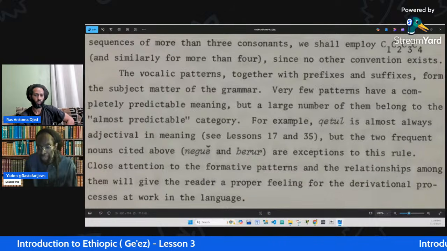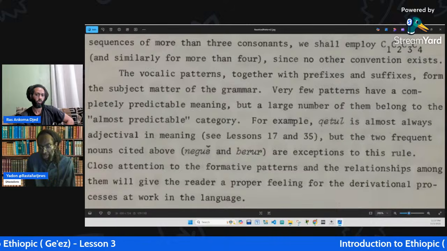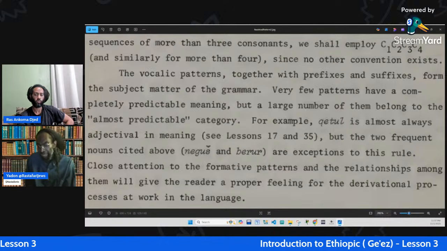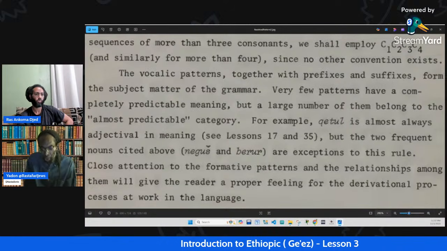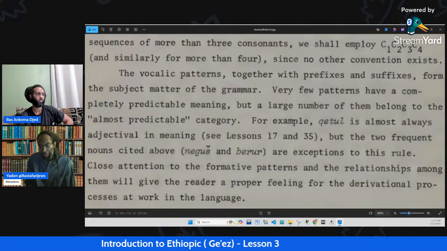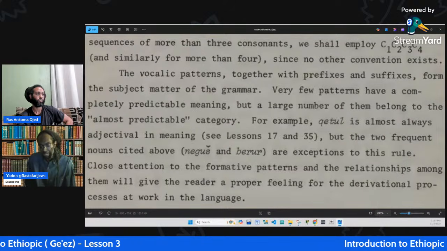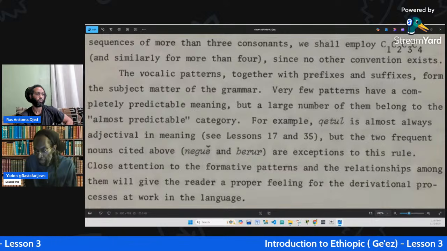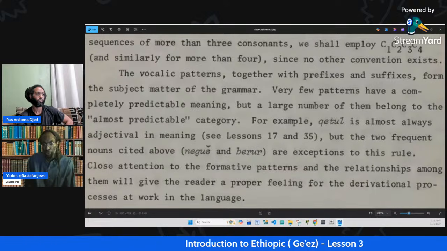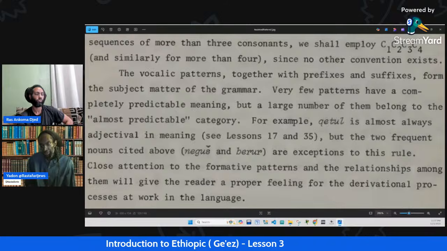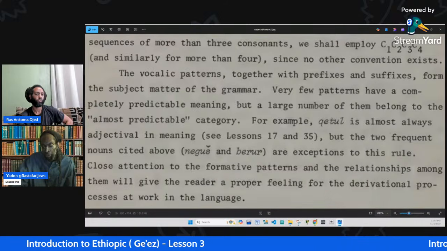The vocalic patterns, together with prefixes, that which goes before the root, and suffixes after the root, form the subject matter of the grammar. Very few patterns have a completely predictable meaning, but a large number of them belong to the, quote, almost predictable category. That's a good way to say almost predictable category.